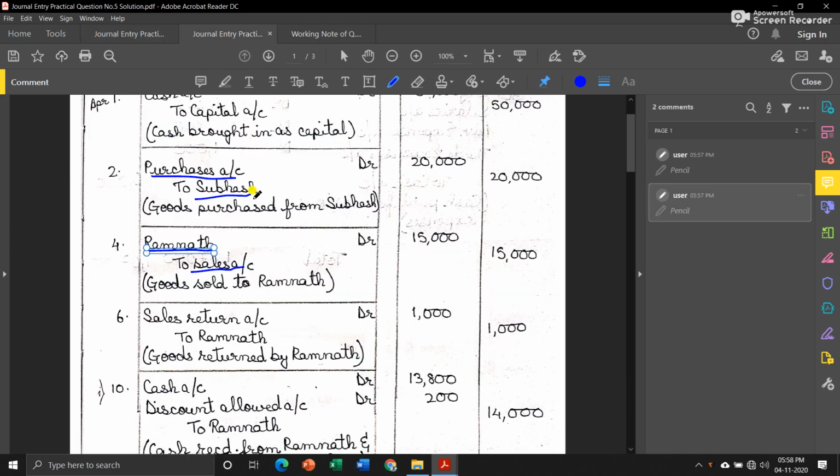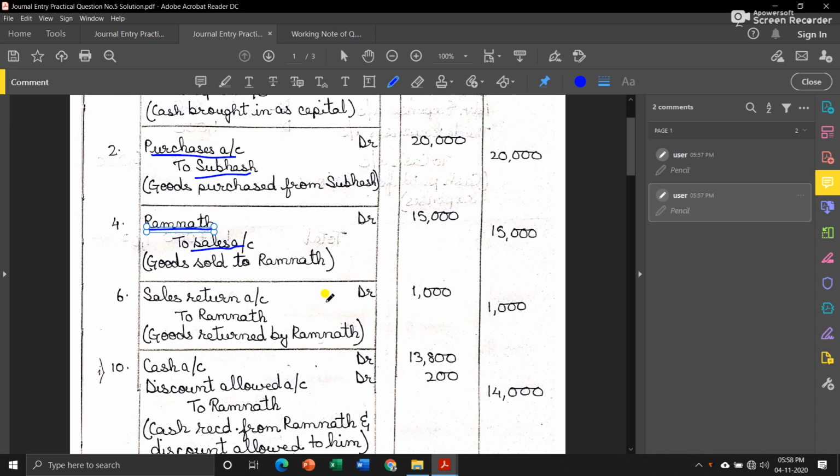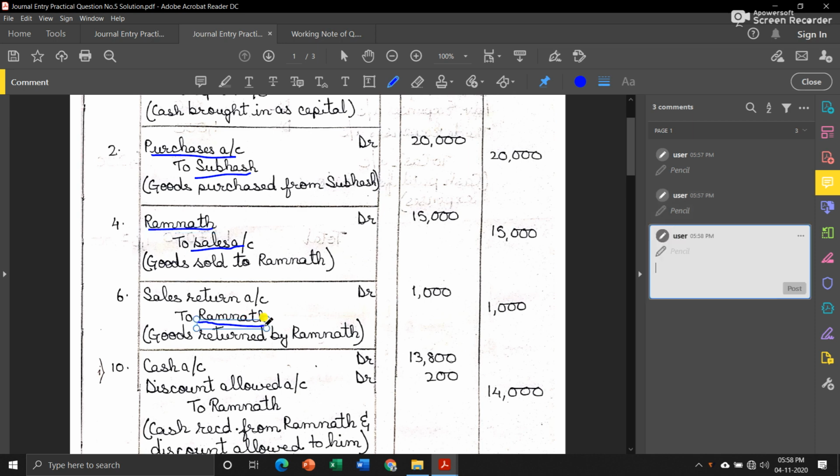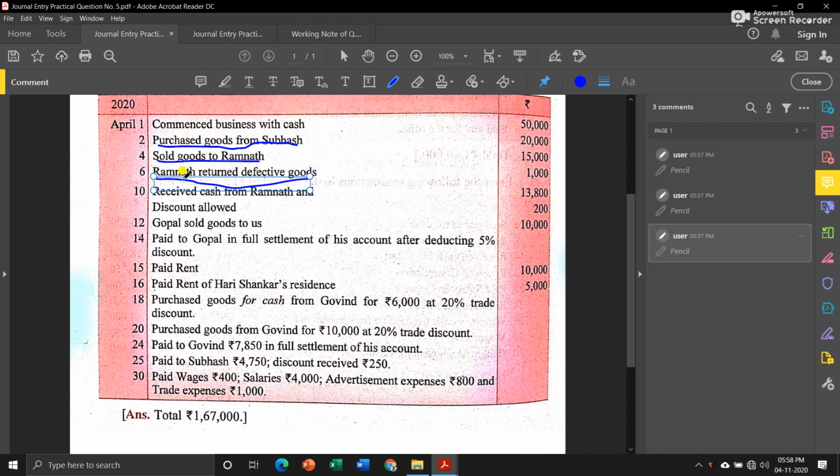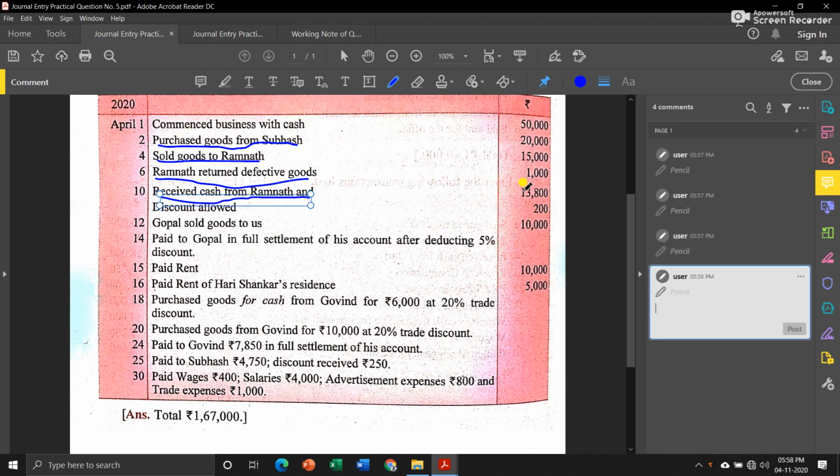So sales return account will be debited, because if sales account is always credited, then the opposite of sales is sales return and it will always be debited. And who is the giver of those goods? Ramnath. According to the personal accounts rule, credit the giver, so we credited Ramnath's account with 1,000 rupees. Now in the next transaction, received cash from Ramnath rupees 13,800 and discount allowed rupees 200.